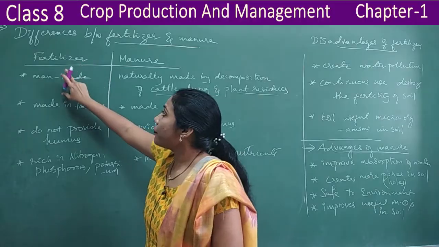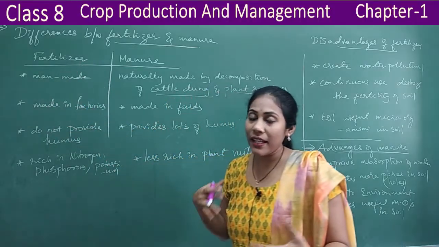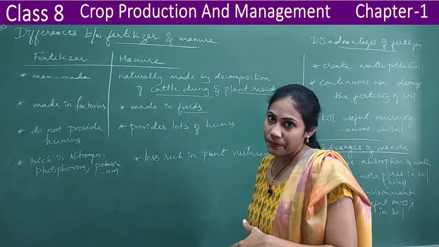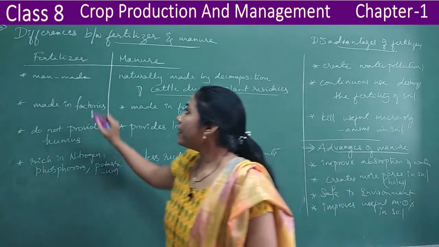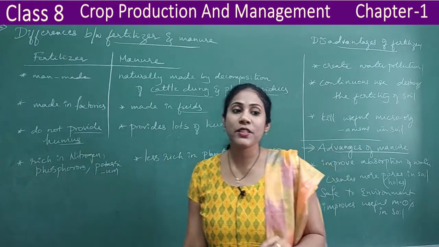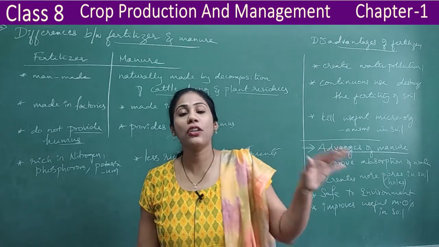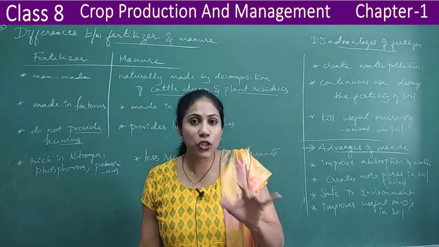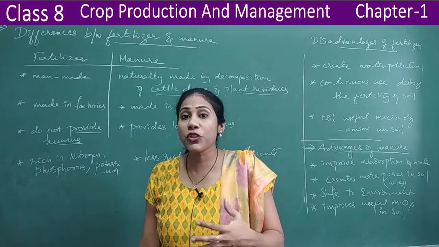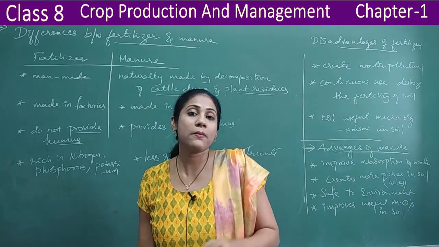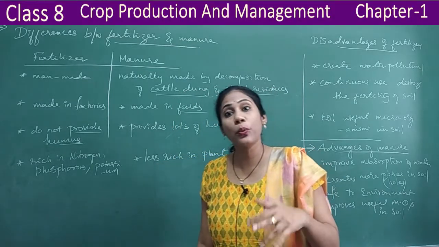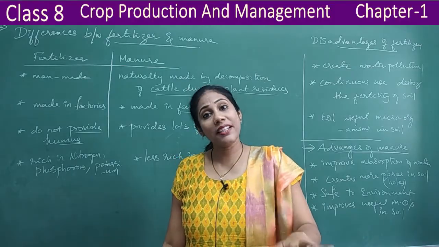And coming to the next difference, fertilizers are prepared in factories, whereas manure is prepared in fields, crop fields. And fertilizers do not provide any humus. What do you mean by humus? Humus is a top layer on a soil which is rich in natural nutrients and natural microorganisms, that is very useful for the soil. That is called humus. Humus is a nutrient rich layer present in a soil.